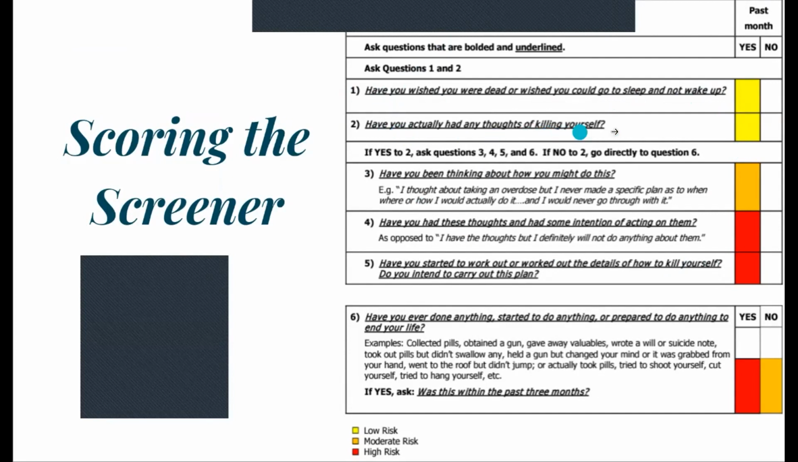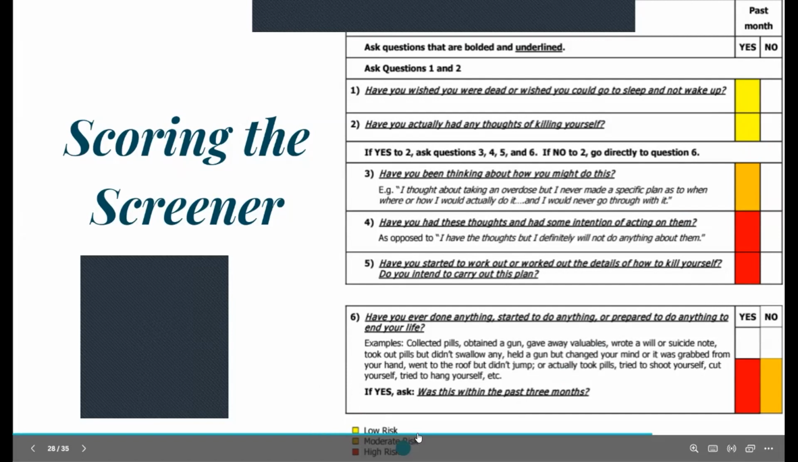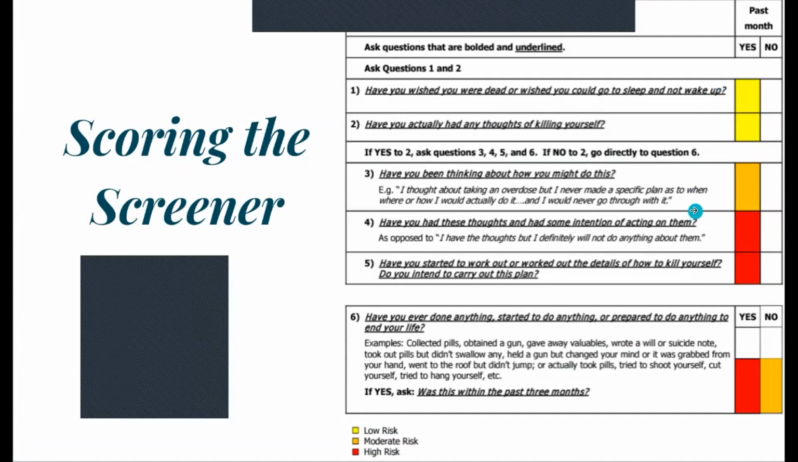Have you actually had any thoughts of killing yourself? If they say yes, you would put a mark there. So right now, if you go down to the bottom of the screener, you can see that they're kind of meeting the criteria so far for low risk. So let's go to the next question.